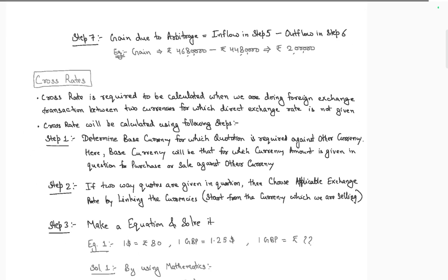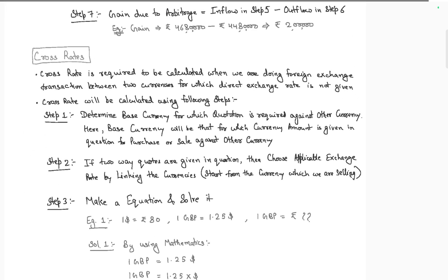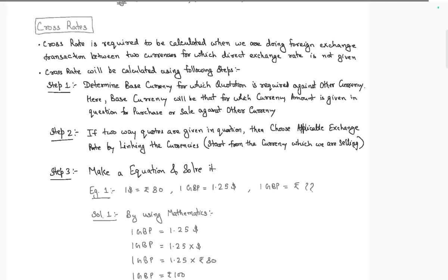Cross rate is required to be calculated when we are doing a foreign exchange transaction between two currencies and the direct exchange rate is not given. The cross rate will be calculated in the following steps. Determine the base currency in which the quotation is required. The base currency will be the one for which the currency amount is given in the question.